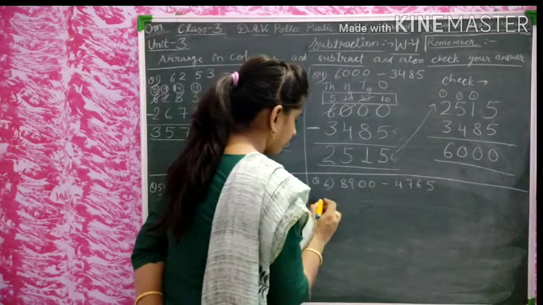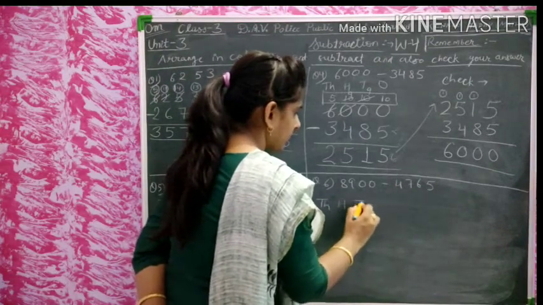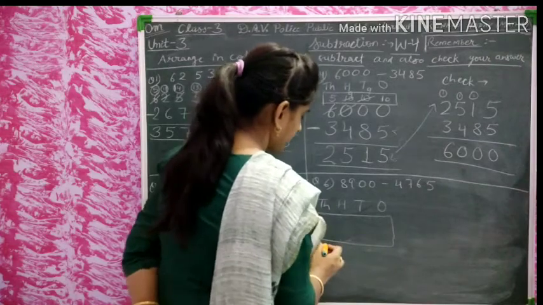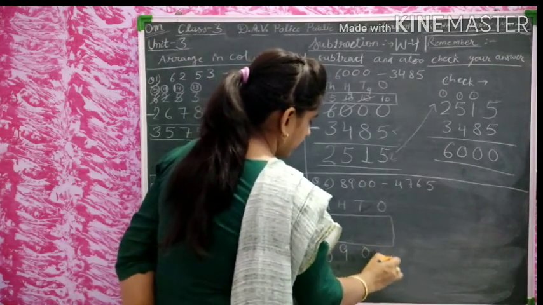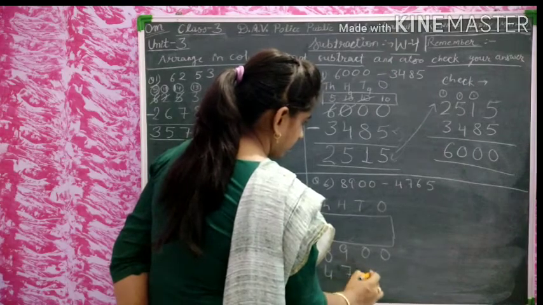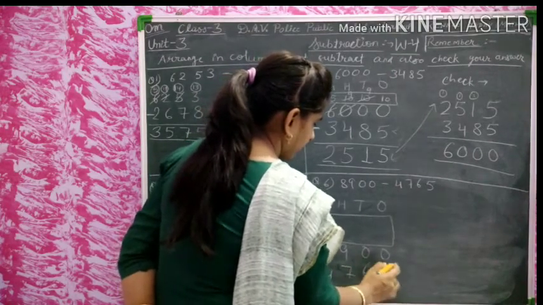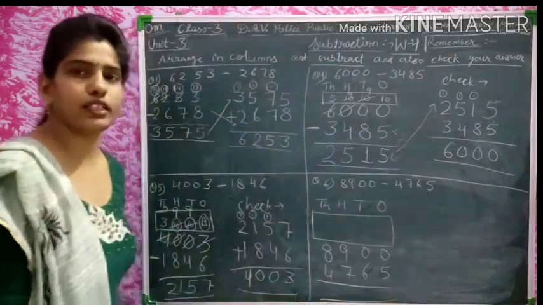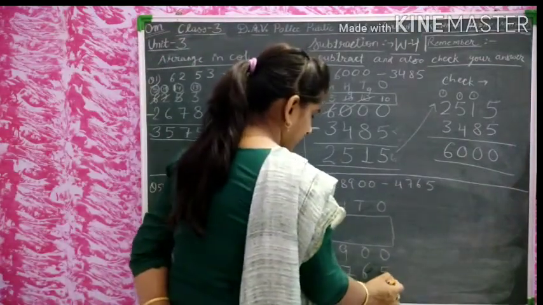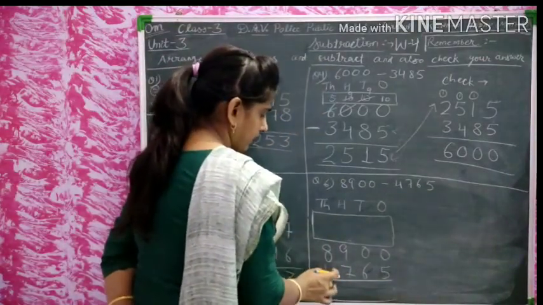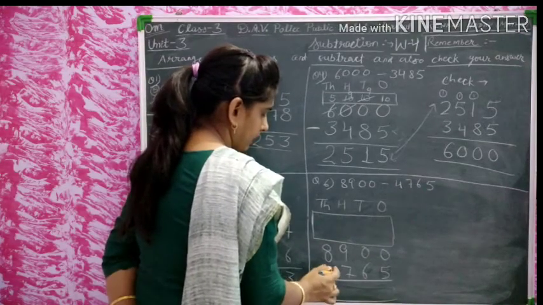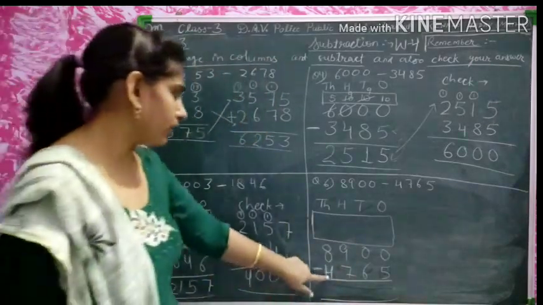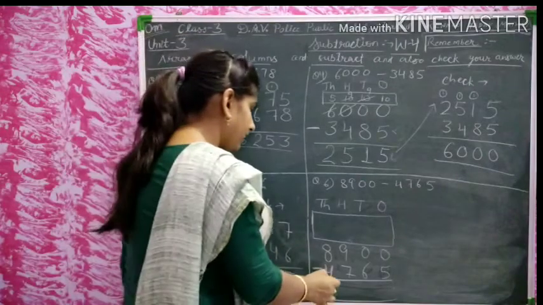8,900, that is thousands, hundreds, tens, ones. We will subtract this number. 8,900 and 4,765. We will subtract this number and take its answer, the difference. This we are subtracting here. So students, what will we get here? Let's see. There will be the difference here. So we will take the difference.